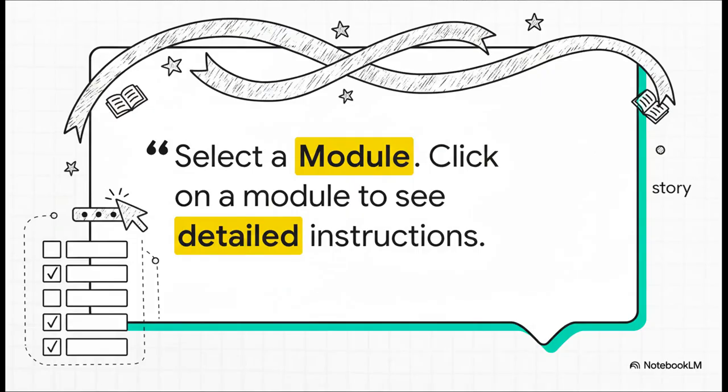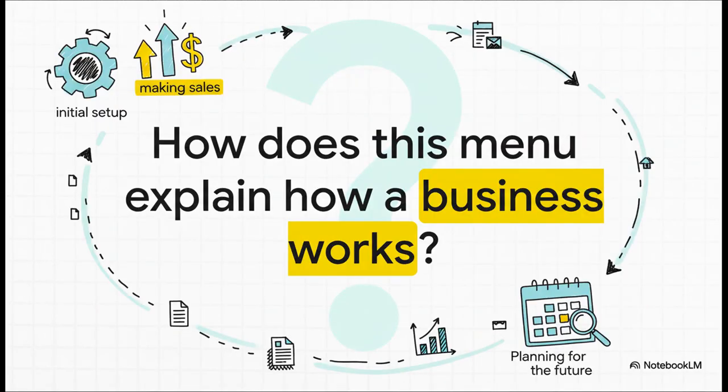So the manual kicks things off with a super simple instruction. Select a module. Click on something to see what it does. It's direct, it's clear, but we're not going to do that. Instead of just clicking on one thing, we're going to look at what the entire list of modules tells us. We're going to treat this menu less like instructions and more like the chapters of a story. And that really is our central question, isn't it? How can this simple software menu possibly map out the entire life cycle of a business? I mean, from the very beginning to making sales to even planning for the future. Well, it turns out it can, and it does it brilliantly.